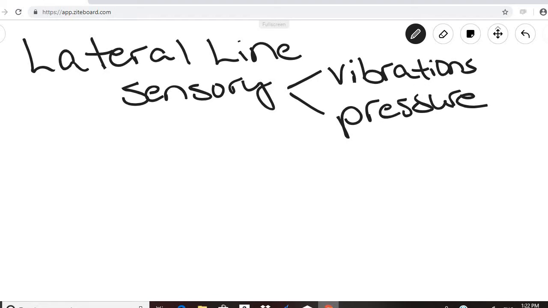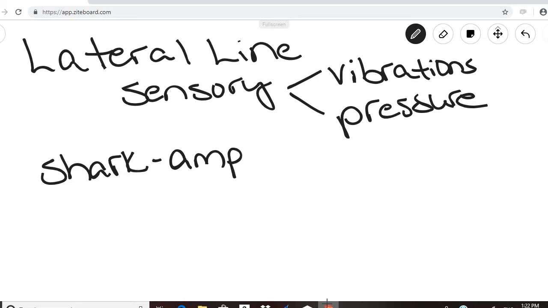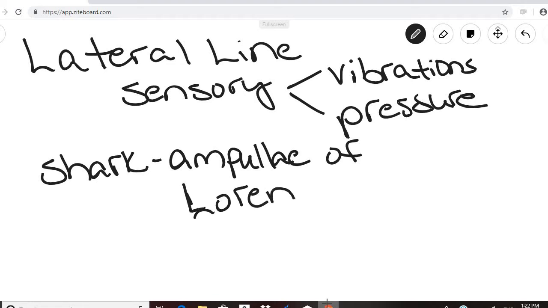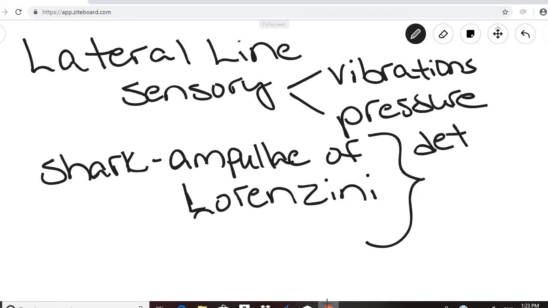If you look at a shark, sharks have a structure that is called the ampullae of Lorenzini. And we'll look at a picture here in just a minute. Maybe you have heard that sharks are able to detect electricity. Well, this is the organ that allows them to do that. So they can detect electrical fields, and that helps them to detect and locate prey.